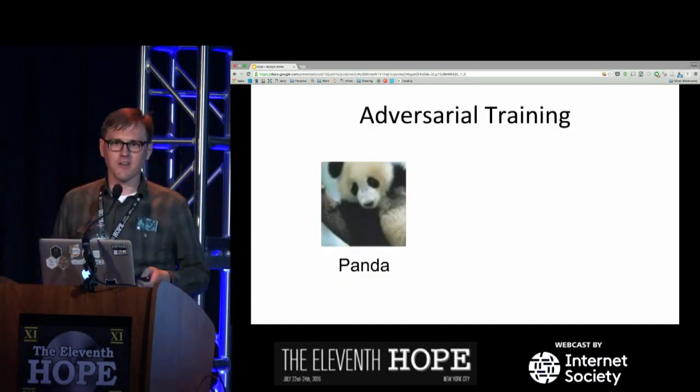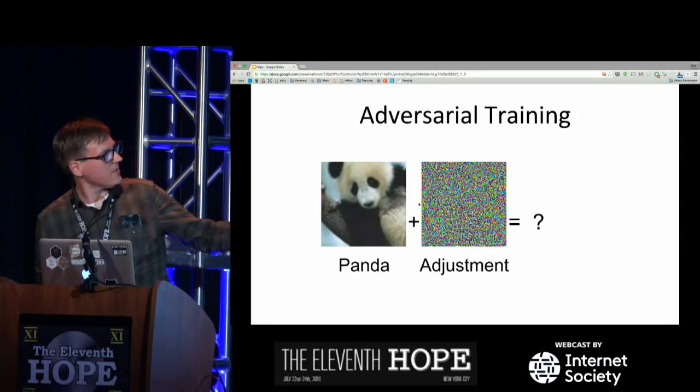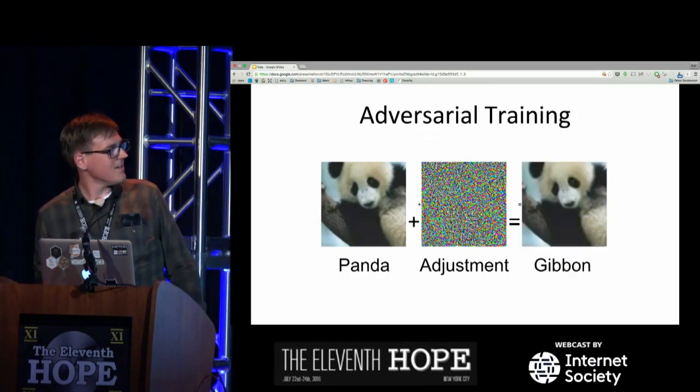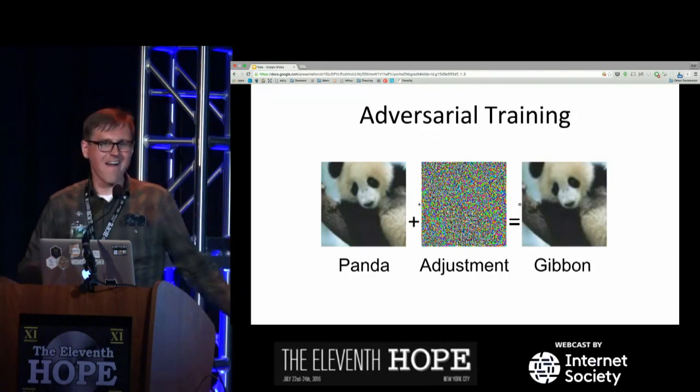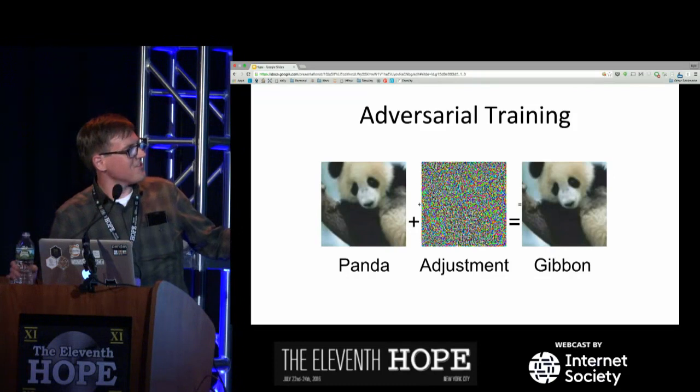Here's a maybe more fun example of that. Panda, right? We all agree. This is just some random noise. Now, if we put that down at a low threshold, we can still see the panda, maybe not even see the noise. But what does the machine learning system see? A gibbon.